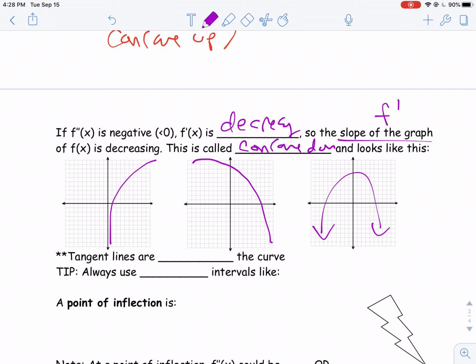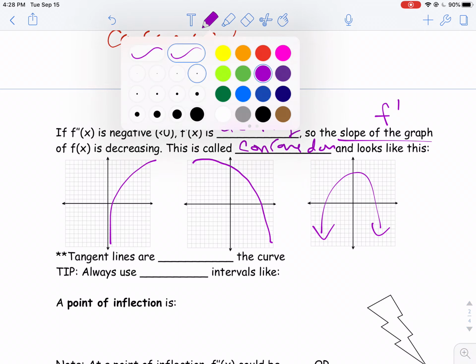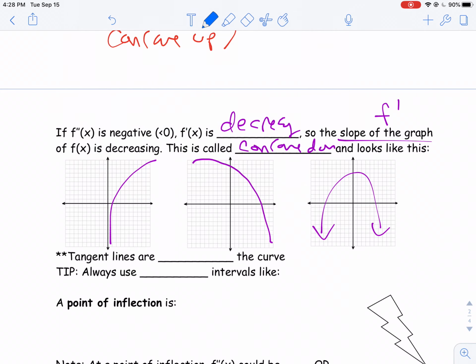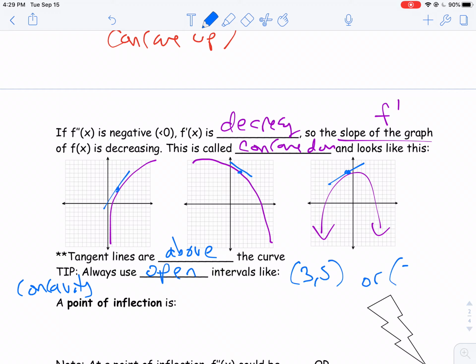Okay, and another thing you'll talk about here is doing the same logic when we have tangent lines on any concave down graph. Any tangent line on a concave down graph that you could draw is always going to be above the curve. And one tip here, when you have concavity, and this is going to be different from increasing and decreasing, we always use open intervals to talk about concavity. So we say it's concave up on 3 to 5, or concave up from 7 to infinity, something like that.